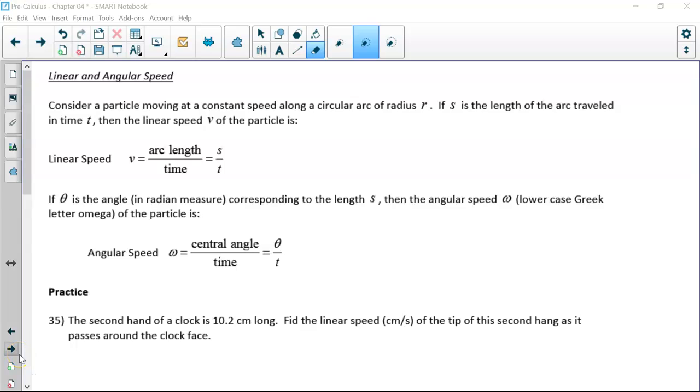Welcome back to section 4.1. Today we're going to be talking about linear and angular speed.